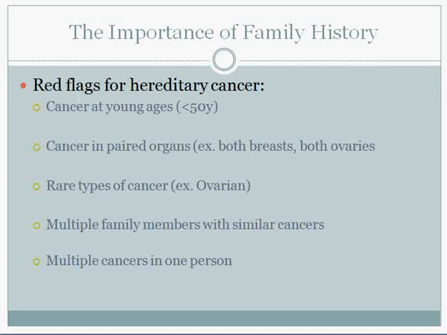Family history is very important to learn more about your cancer risk. In genetics, we look for certain red flags in a family that may indicate a genetic condition. These include cancer at young ages, for example, under 50 years of age for breast and colon cancer, cancer in paired organs, for example, two separate cancers in both breasts or both ovaries, rare types of cancer. These would include ovarian, fallopian tube, and primary peritoneal cancers, multiple family members with similar cancers, and multiple cancers in one person, such as a woman with breast and ovarian cancer.